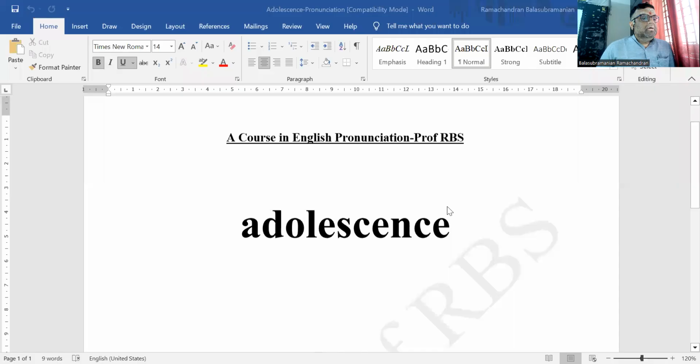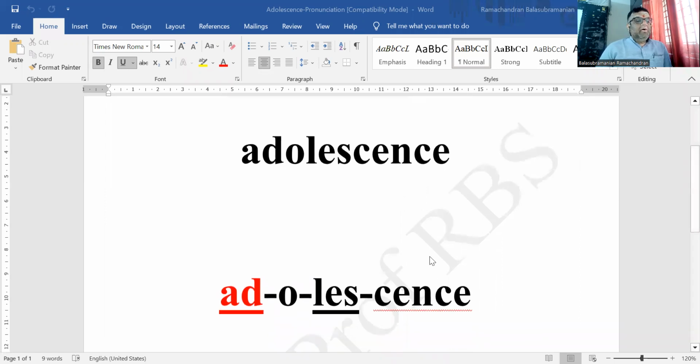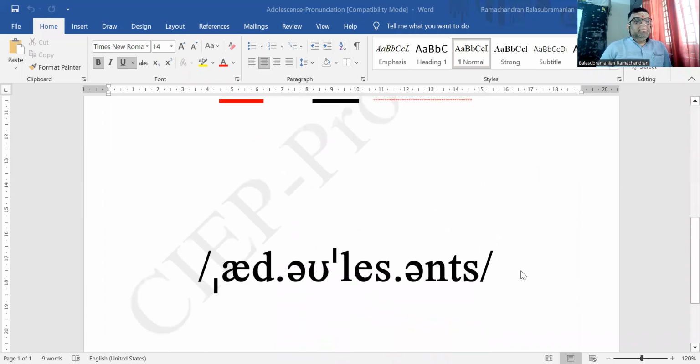So there we are. The word is adolescence, and there are 2 stressed syllables. The secondary stress is on the first syllable, the primary stress is on the third syllable. Ad, o, less, ence. Let's come to the transcription of this word, and there we are. I've given you the explanation for this. Let me explain this better with the transcription.